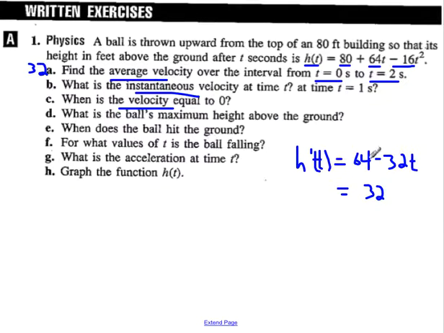All right, C, when is the velocity equal to 0? What are we going to do now? Well, set the velocity equal to 0 and solve. If you set your velocity equal to 0 and solve, you can bring over your 32, add 32 to both sides, divide by 32, and you get time 2. So at time 2, your velocity is equal to 0.